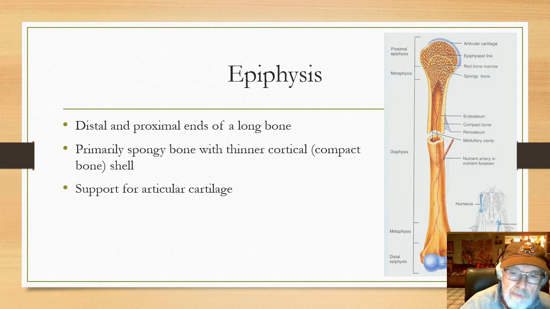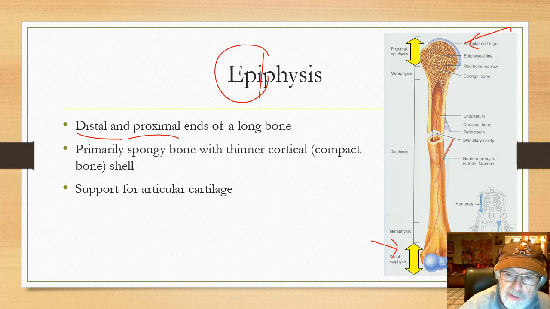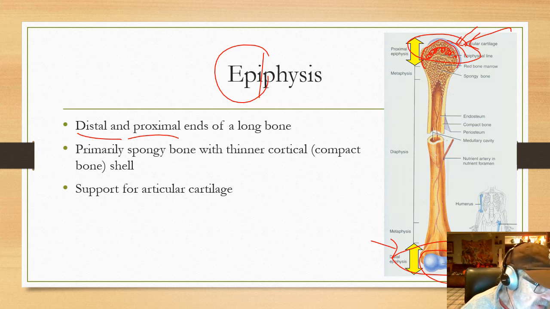The epiphysis: epi means upon. So the epiphysis is both the distal and the proximal end. I have an epiphysis out here, and I have an epiphysis out here. So this is the area of the epiphysis here, and the epiphysis here. It's mostly a very, very thin cortical bone shell around the outside, and it's filled mostly with that spongy, cancellous, very trabecular bone inside. At the end of it is the support for the articular cartilage. You see the little blue rim right there and the little blue area right there, and that's the articular cartilage at the end.